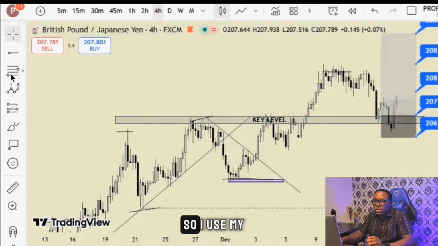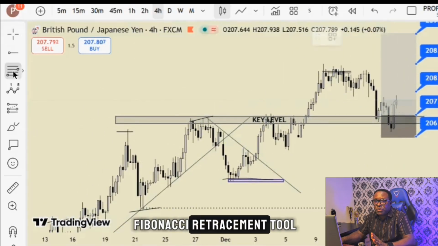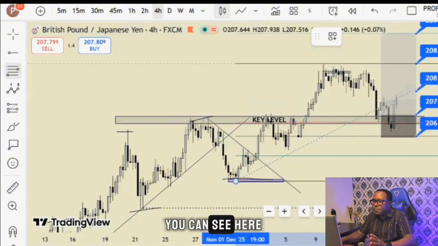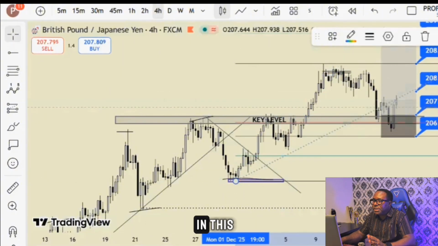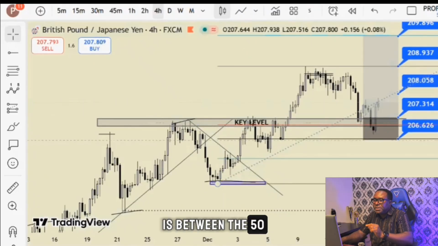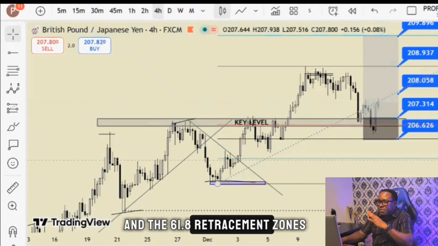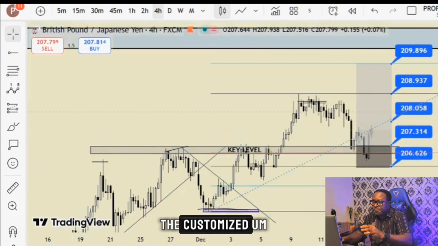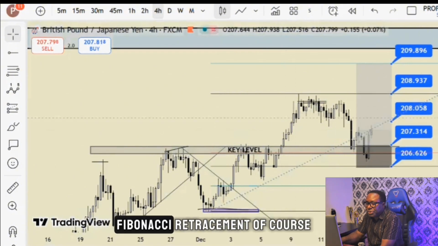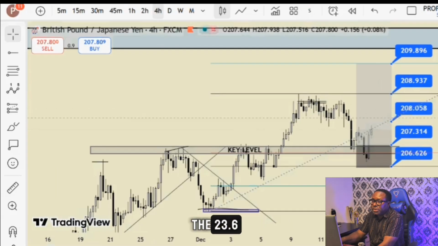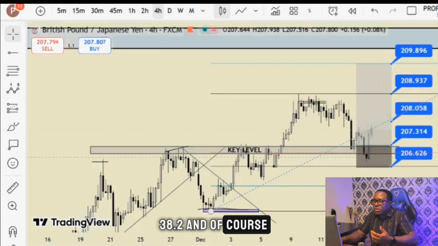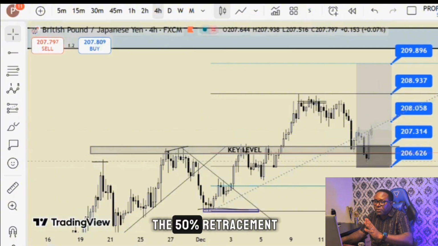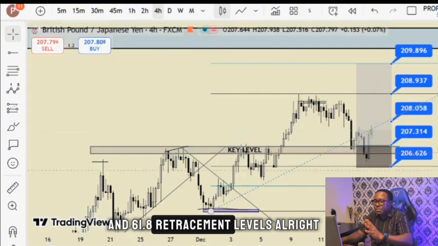I use my Fibonacci retracement tool because it also shows me an area of interest. You can see here my area of interest is between the 50 and the 61.8 retracement zones. This is an adapted, customized Fibonacci retracement. Of course, we have the 23.6, 38.2, and the 50%. You can't see them here, I removed all those. I'm only concentrating on the 50% and 61.8 retracement levels.